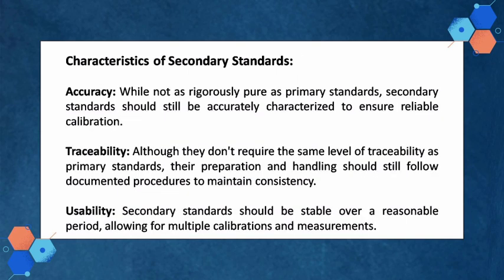Characteristics of secondary standards. A. Accuracy. While not as rigorously pure as primary standards, secondary standards should still be accurately characterized to ensure reliable calibration. B. Traceability. Although they don't require the same level of traceability as primary standards, their preparation and handling should still follow documented procedures to maintain consistency. C. Usability. Secondary standards should be stable over a reasonable period, allowing for multiple calibrations and measurements.